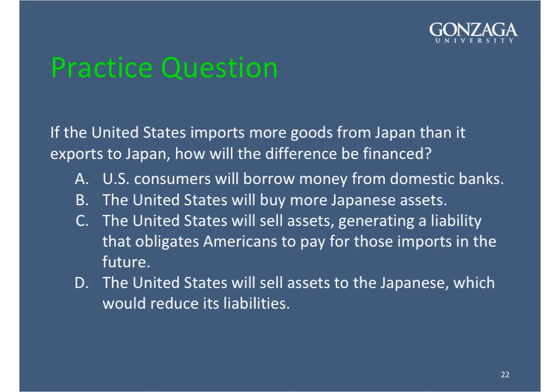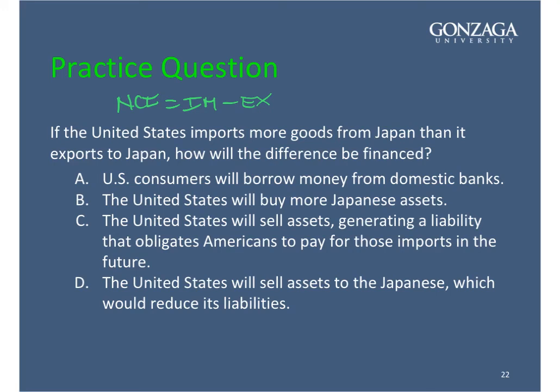If the United States imports more goods from Japan than it exports to Japan, how will the difference be financed? So remember the net capital inflow thing, right? With Japan, net capital inflows were imports minus exports. So it was the inverse of our trade deficit. So we are running a trade deficit. We are buying more from Japan than they're buying from us.